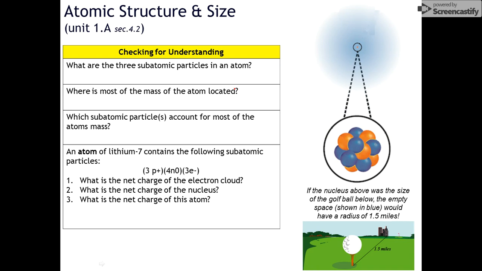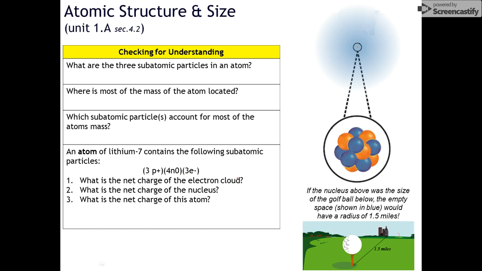So here are some more questions to check what you understood about the lecture for today. What are 3 subatomic particles in the atom? Where's most of the mass of the atom located? Which subatomic particle accounts for most of the mass of the atom? And then imagine this example. An atom of lithium-7 contains the following subatomic particles: 3 protons, 4 neutrons, and 3 electrons.